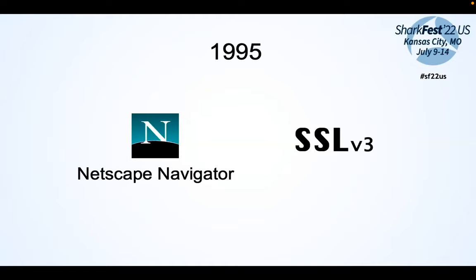In TLS 1.3, we don't get to pick. You get to use elliptic curve Diffie-Hellman. That's it. And this will make sense in a little bit. So let's talk about elliptic curve Diffie-Hellman.